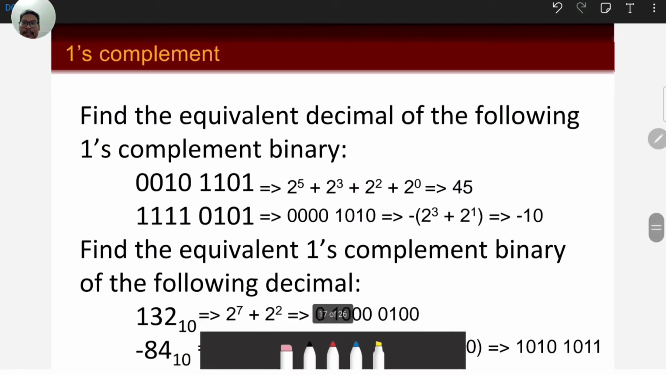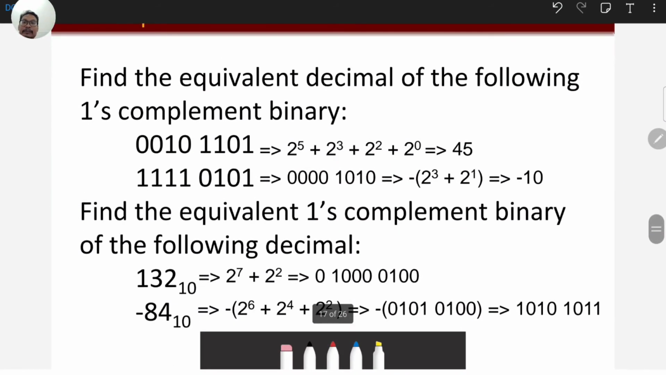Okay, let's see a little bit more example here on the 1's complement. Find the equivalent decimal of the 1's complement binary. Here we have a 0, which means it's positive, and here we have a 1, which is negative. That one we know, but what is the value? The positive is quite simple. In the positive we just calculate straight away. Our 2 to the power 5, 3, 2, and 0, we get 45. But the negative is a little bit tricky.